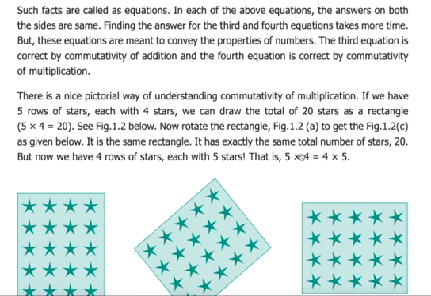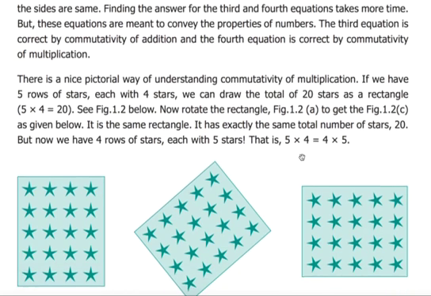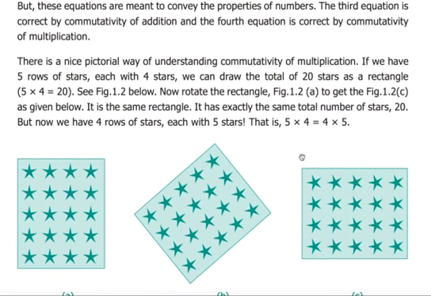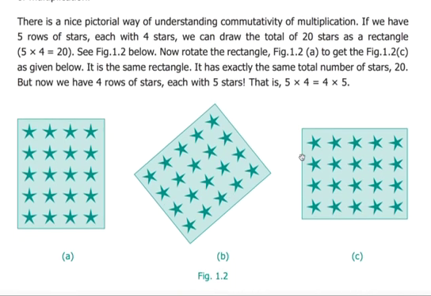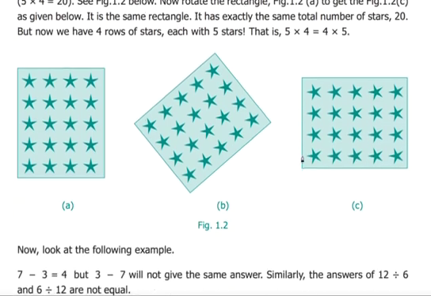There is a nice pictorial way of understanding commutativity of multiplication. If we have 5 rows of stars, each with 4 stars, we can write the total of 20 stars as a rectangle, 5 into 4. See figure 1.2 below. Now rotate the rectangle to get C as given below. It is the same rectangle, it has exactly the same number of stars. Now it has 4 rows and 5 columns. Still you got same number of stars.